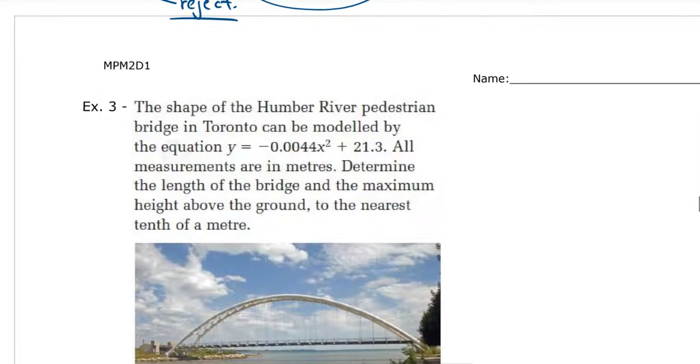Okay, so this is unit 4, lesson number 5, the second part. We're going to look at two more examples of solving quadratic equations.